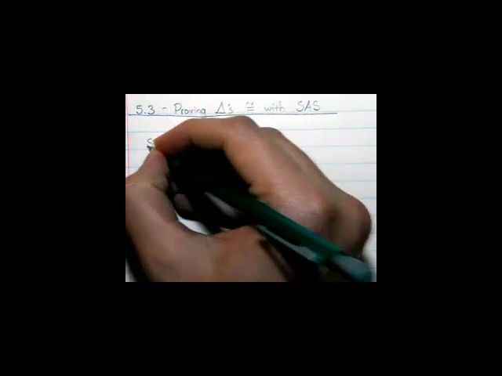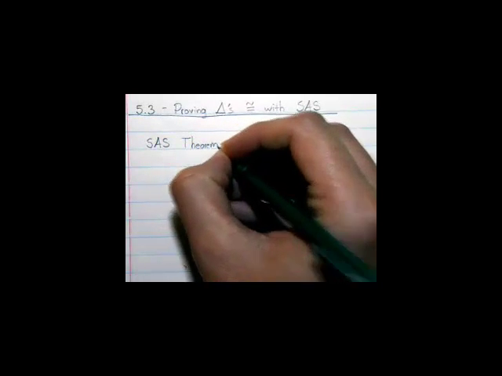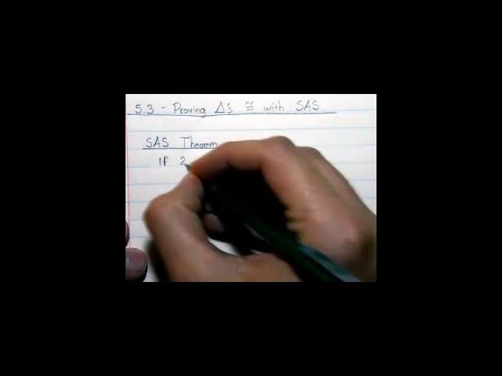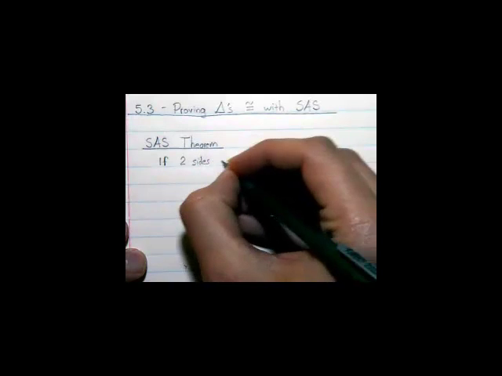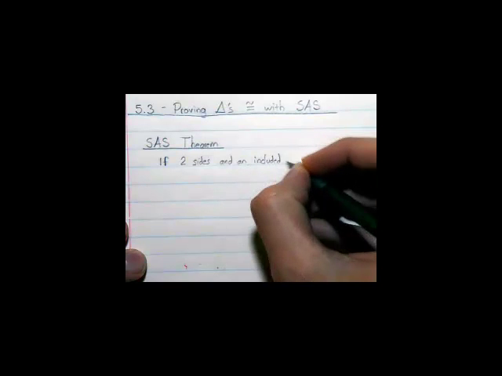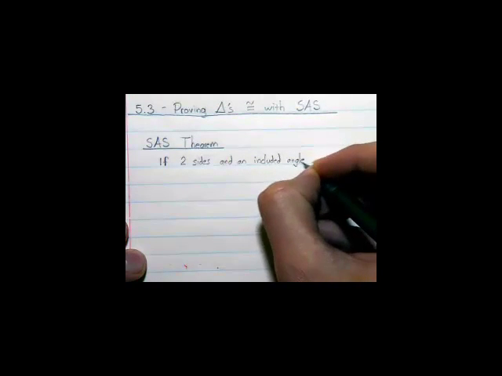All right. So here's what the SAS theorem says. And just a little reminder, the SAS stands for side, angle, side. So here's what it says. I'll draw a little picture to help you see it again. But so if two sides and an included angle, and we'll talk about what that means in just a little bit.